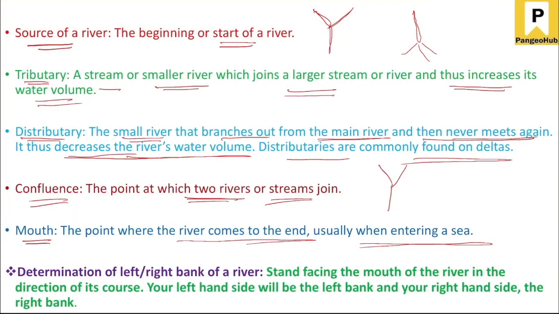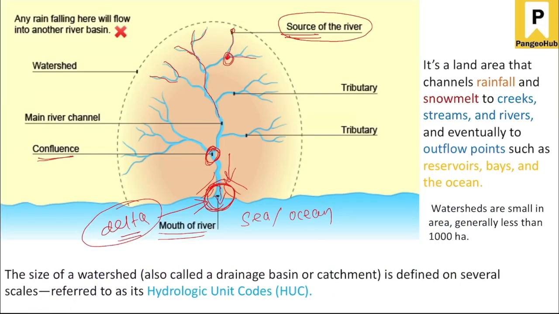One of the basic questions is determining the bank of the river. So how do you determine it? We generally stand facing the downstream direction. That means here in this figure, suppose this is the north direction, this is the south direction, and the river is moving from north to south. You just stand facing south. Your right hand indicates the right bank and your left hand indicates the left bank.